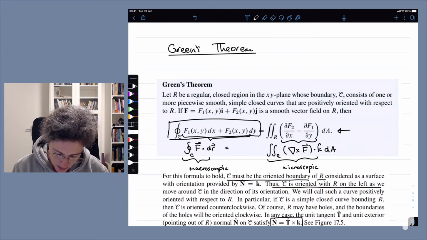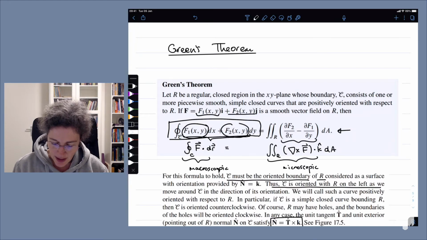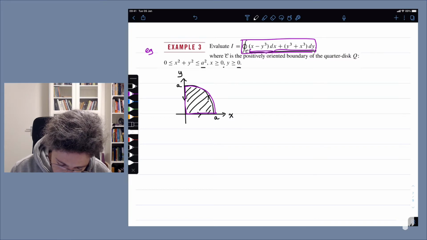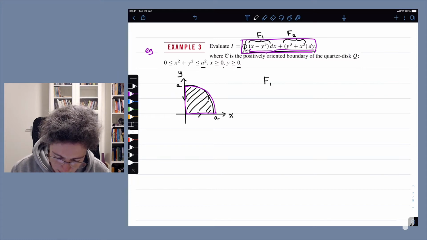a line integral, then you can treat each of these components really as components of a vector field, and you can instead do this integral over here. Does that make life any better? Well, this is going to be our x component of our vector field, and this is going to be our y component. So we have f1 is equal to x minus y cubed, and f2 is equal to y cubed plus x cubed.